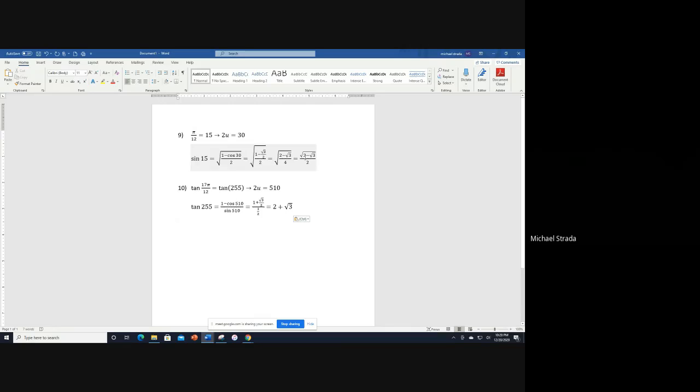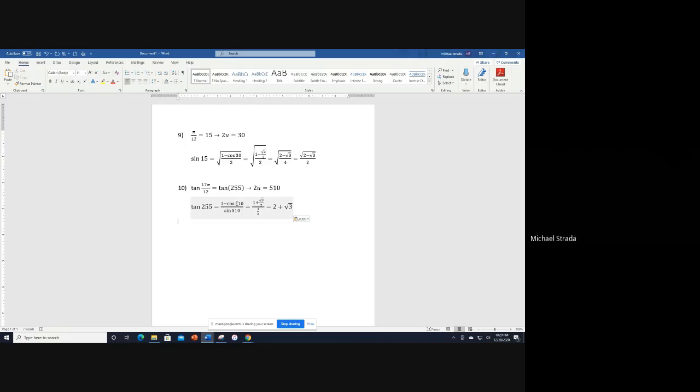Tangent of 17 pi over 12 is the tangent of 255. That makes 2u 510. So you can use either of the formulas. You're still going to get the same answer. I used 1 minus the cosine of u over the sine of u. So we plug in 510 for u. We take away the 360 because we want it between 0 and 2 pi. So we end up with 150.